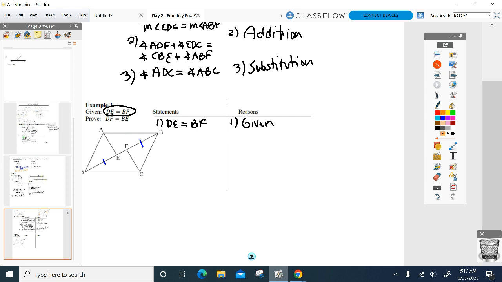In the givens, I gave you line segment DE, but you need to get to line segment DF in the proof. What do you need to attach to DE to get to DF? Everyone look at your diagram. What do you need to attach to DE to get to DF? EF. Everyone agree? EF? Okay, remember that. I got to attach EF.